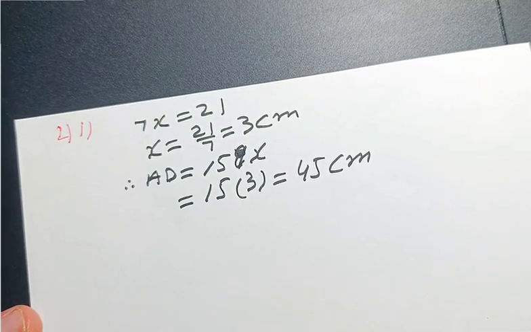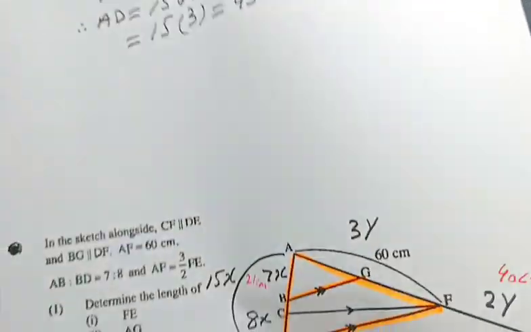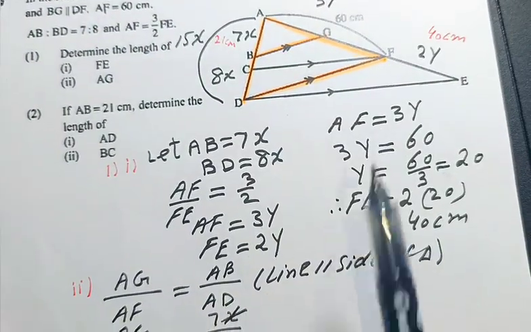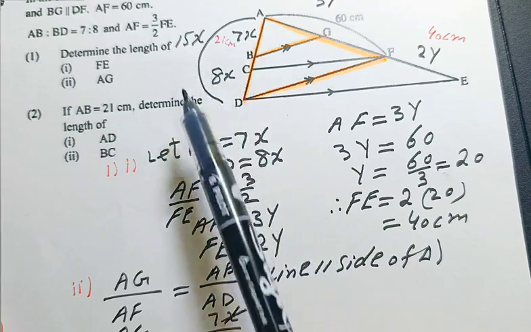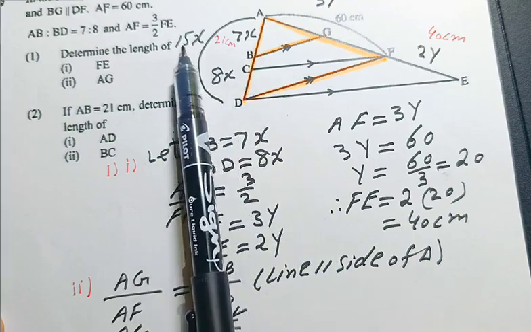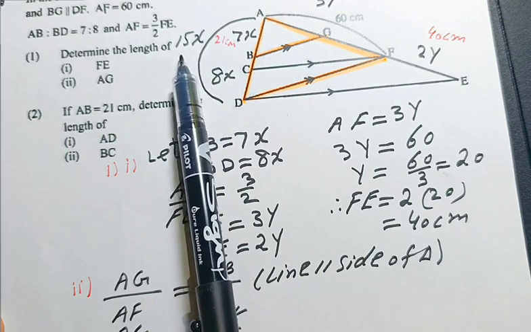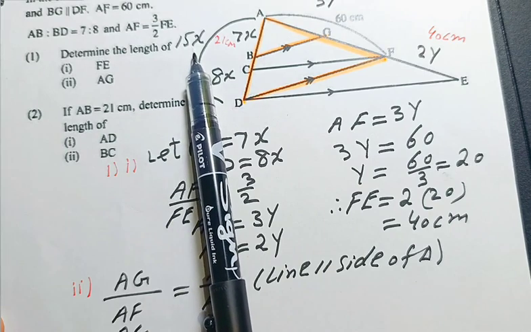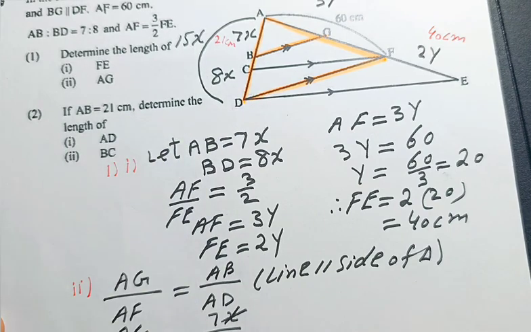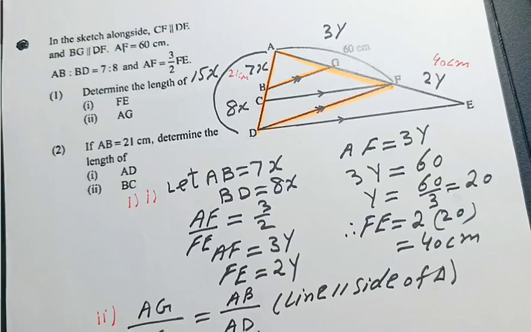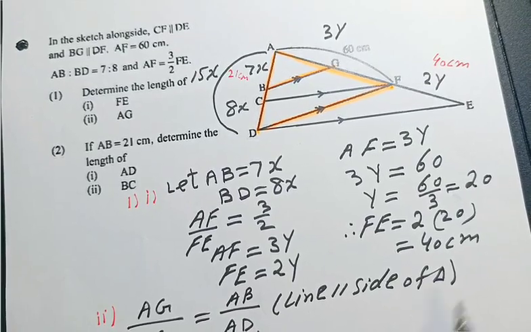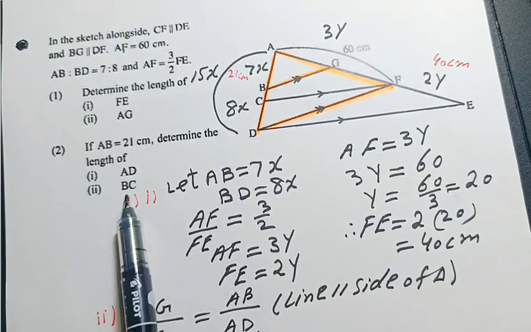So this is for the second part of the question. The first part we're done. So AD is 45 centimeter. Have a look here. A to D is 45, because 15x, in place of x we put 3. 15 times 3 is 45. The second question is quite interesting. He says find the BC.